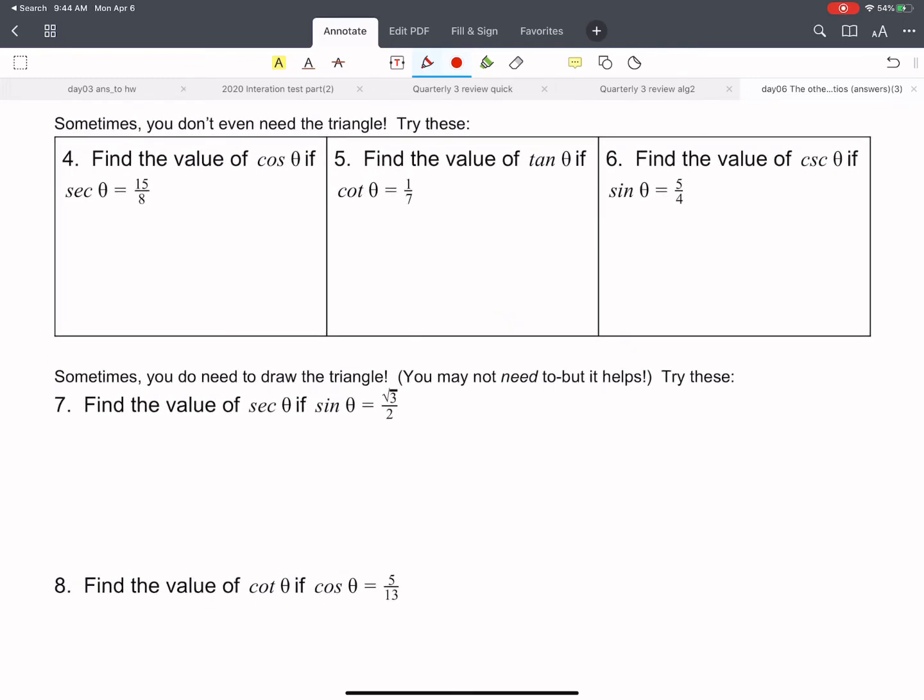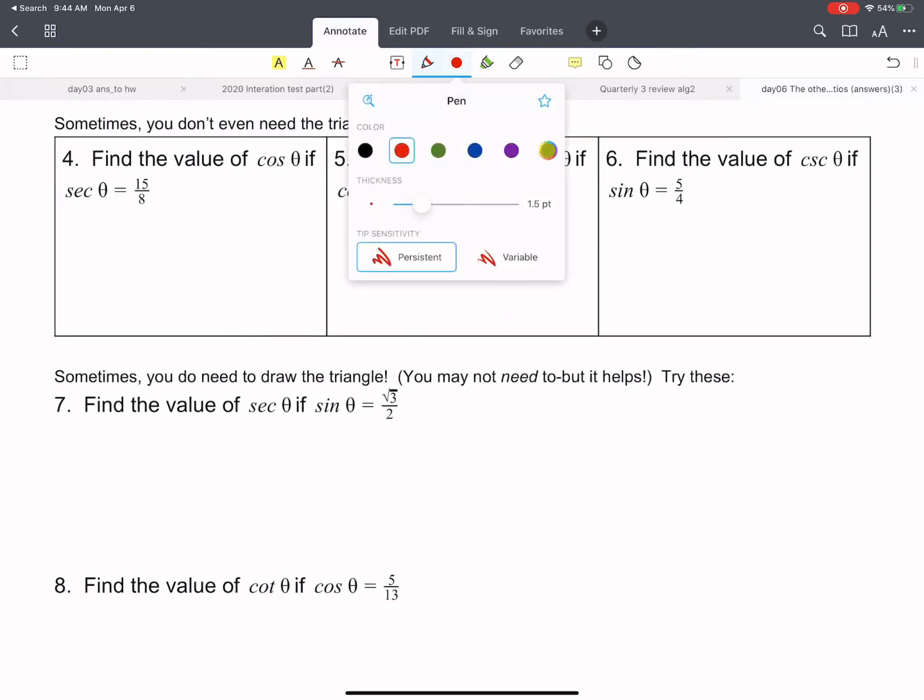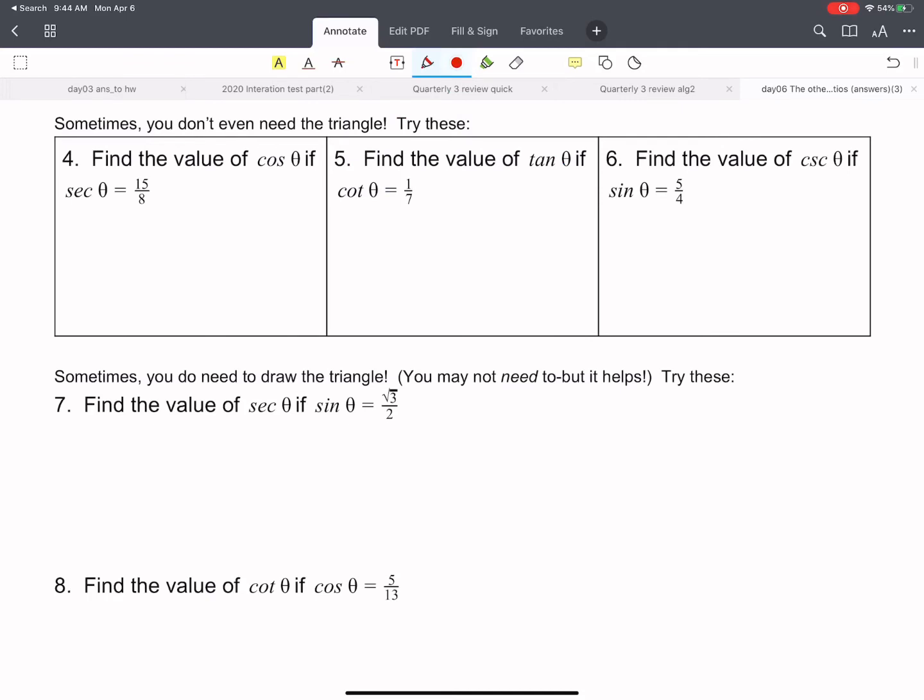Sometimes to find the values, you don't even need to make a triangle. Like if they say this is the secant of theta, and they say find the value of cosine theta. If you remember, secant and cosine are reciprocal functions. Cosine's your main one, right? So if they want cosine theta and you have this as secant, then it's so simple. Cosine theta is just 8 over 15 because they are reciprocals.